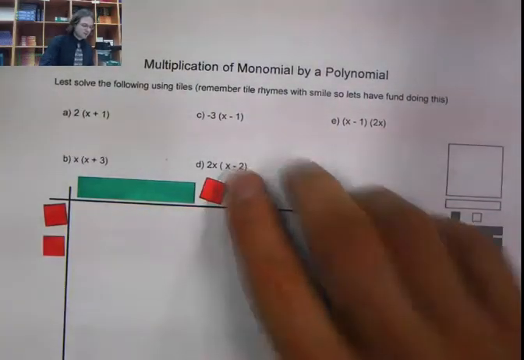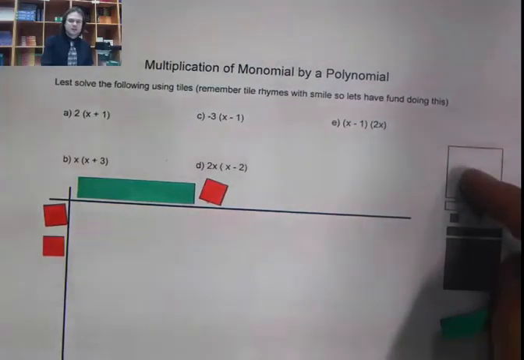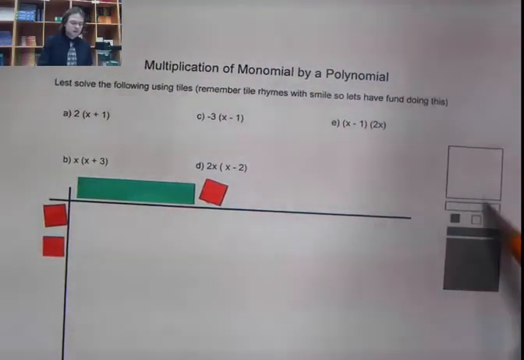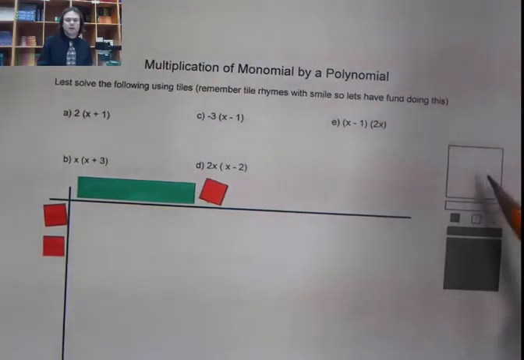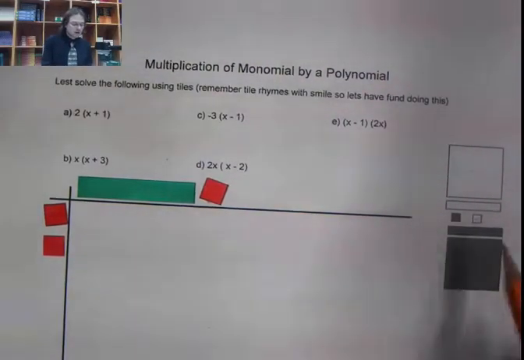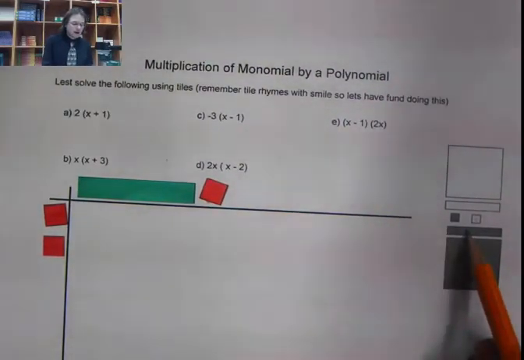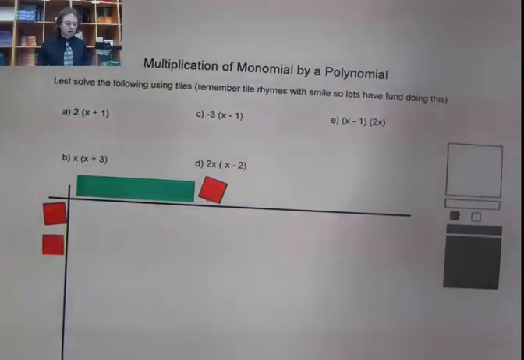Now if we review this, this here stands for x squared, this is x, and this is 1. And these clear ones are going to be negatives. The colored ones, 1, x, and x squared, are going to be positives. So let's multiply this out.